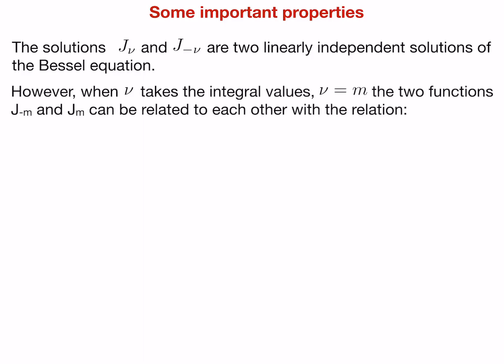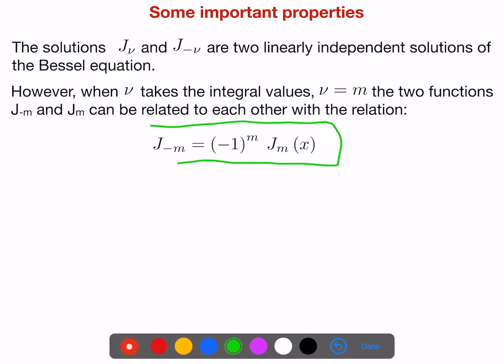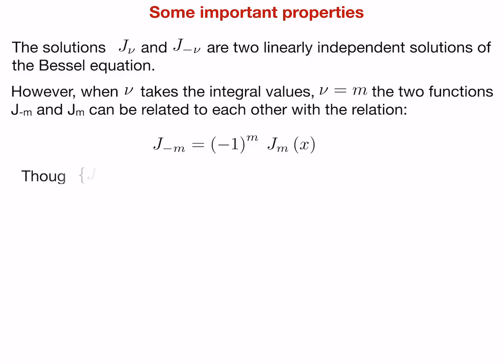However, there is a minor problem here: when nu takes the integral value, that is 1, 2, 3, 4, etc., J minus m and J plus m are related to each other. That relation can be obtained from the solution which we have already got. The relation is given by this equation for the integral values. If they are non-integral values, then these two cannot be related and they form a set of linearly independent solutions. So one can use them as a linear combination to form any solutions.